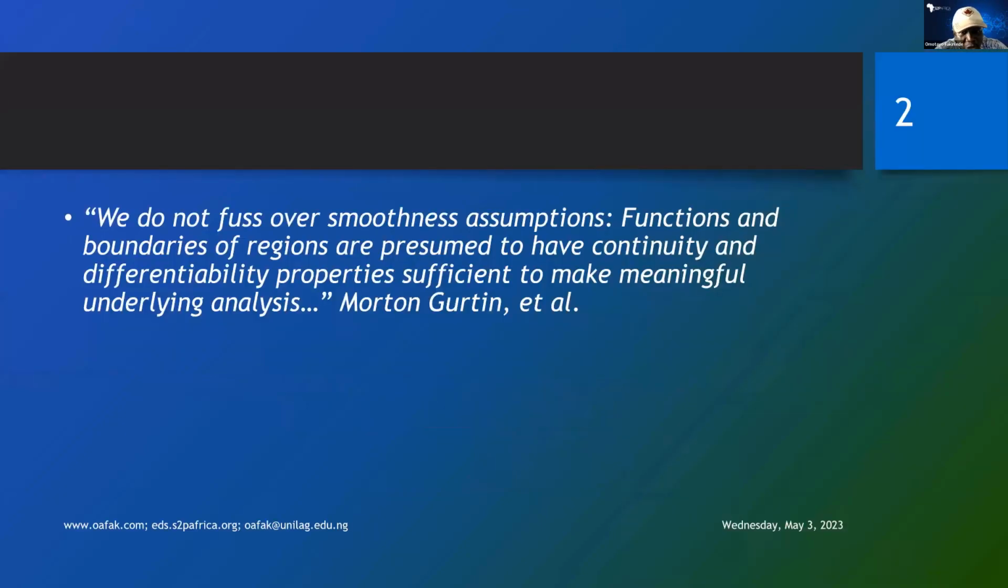level. We will not take this from a mathematician's point of view. We are going to take it from the point of view of an engineer. I want to quote Martin Gottin, who is the best author in this area that I know. He said, we do not force over smoothness assumptions. Functions and boundaries of regions are presumed to have continuity and differentiability properties sufficient to make meaningful the underlying analysis. So I will not be talking like a mathematician, if the thing is continuous, if it is smooth, if it is this, if it is that. We assume that all those basic conditions are met with the functions we are dealing with, so that we can go straight to the point.